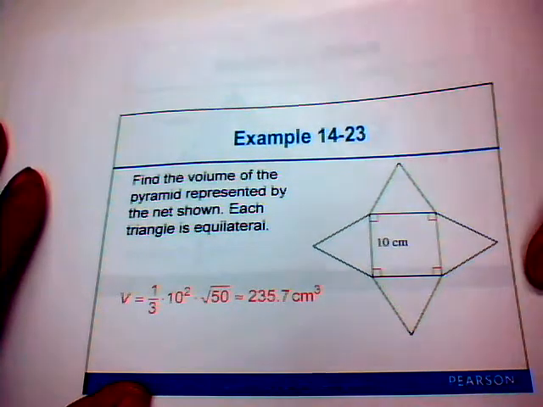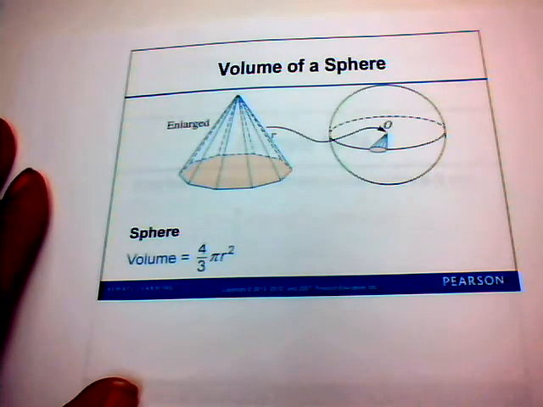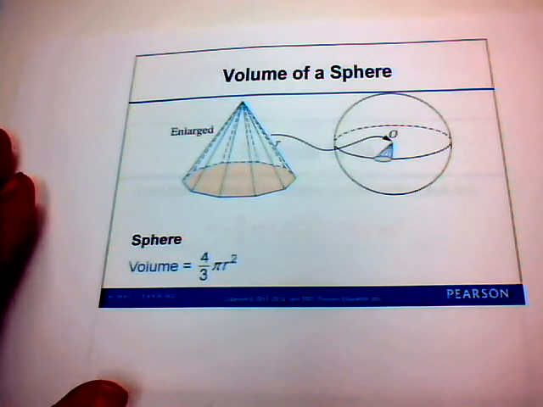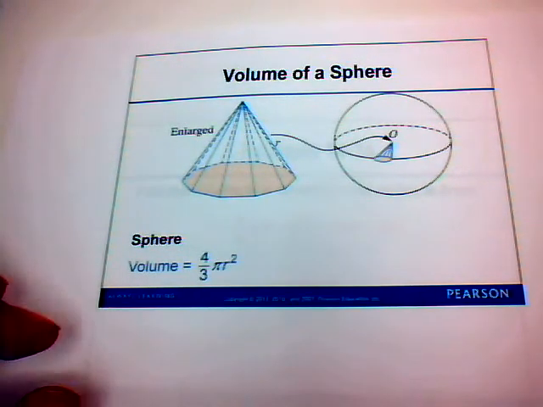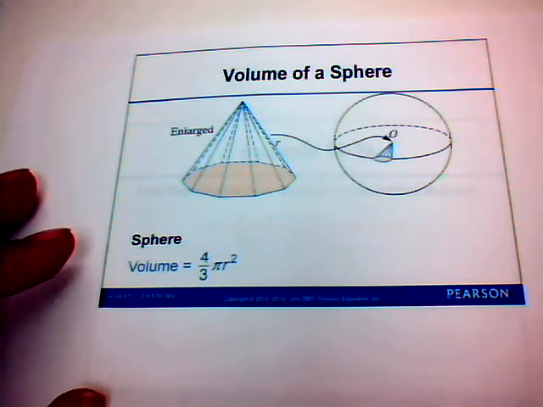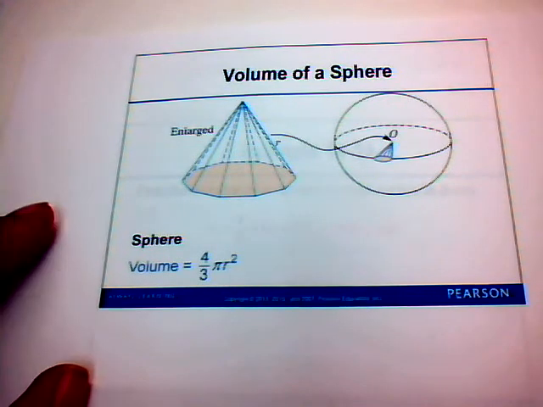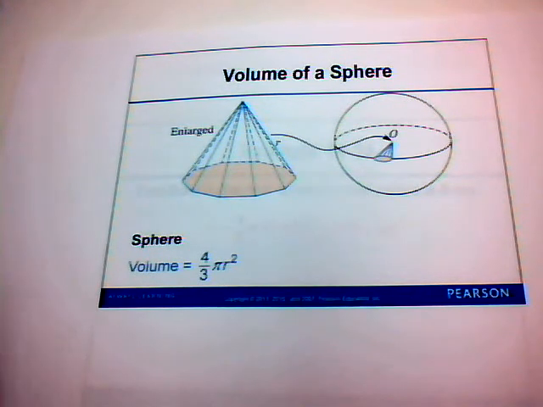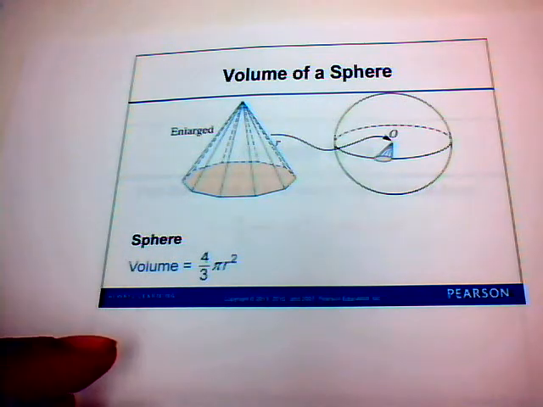And I will skip this one. We'll go on to the volume of a sphere. And of course, a sphere is nothing but, you have to think of it as a basketball, as an example of a sphere. Now, we talked about the surface area being 4 pi times the radius squared.